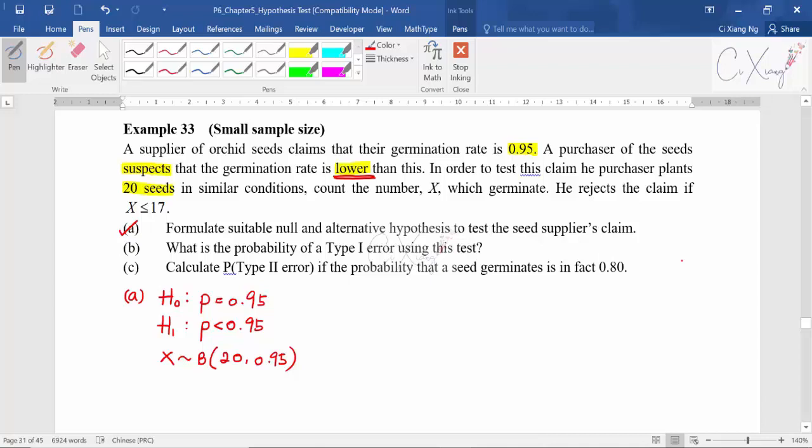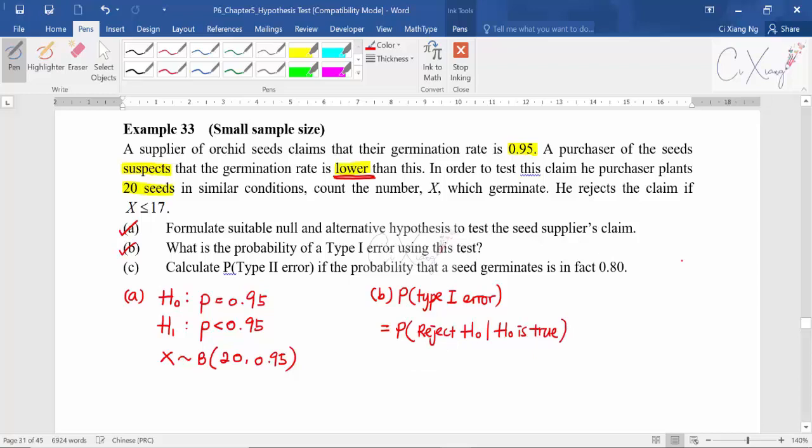Okay, then for part number 2, they want you to calculate the probability of type 1 error. So to calculate the probability of type 1 error, recall what the definition of type 1 error is. The definition of type 1 error is that you reject the null hypothesis when the null hypothesis is true. For the reject null hypothesis part, you need a rejection region.